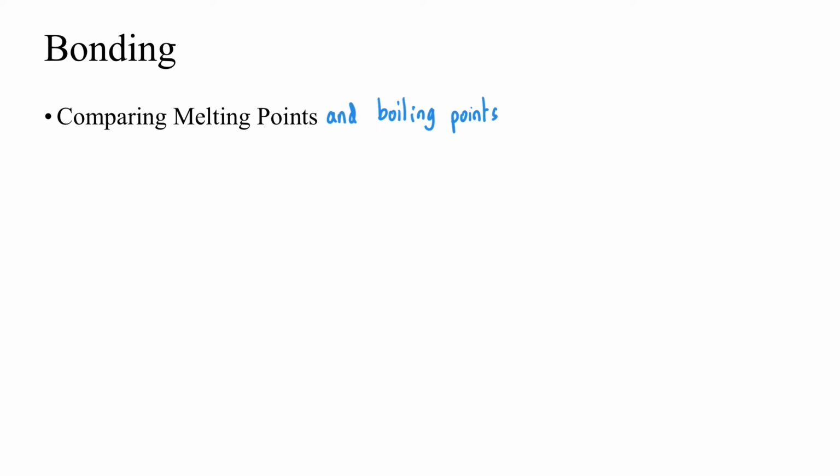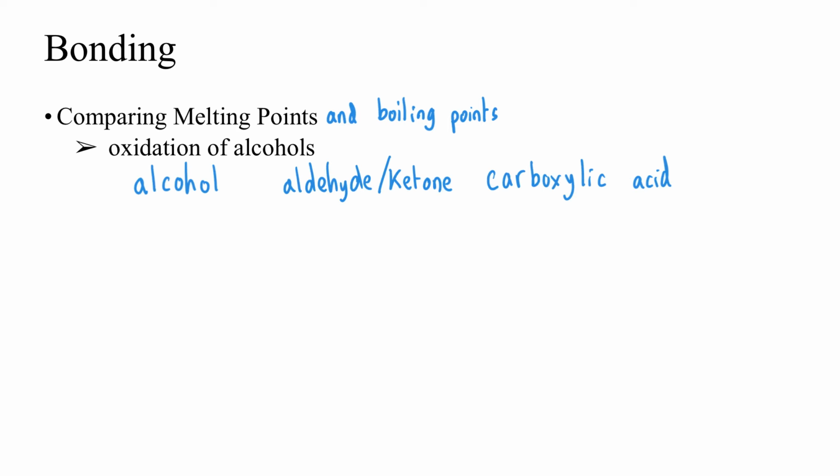For the bonding topic, something not tested on Paper 1 that is highly relevant is comparing melting points and boiling points of different substances. And I fancy this to be perhaps about the oxidation of alcohols experiment, because that brings in 3 different types of chemicals. We have alcohols being oxidized to aldehydes or ketones, depending on whether it's primary or secondary alcohols. And then if it was a primary alcohol, perhaps being oxidized further into a carboxylic acid, and commenting on the melting and boiling points of those things.